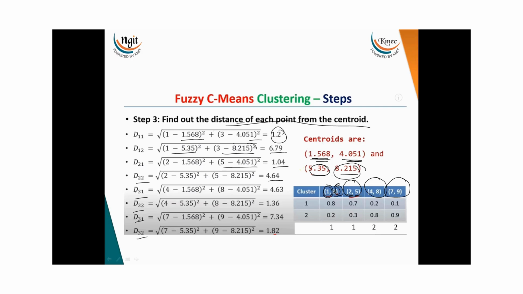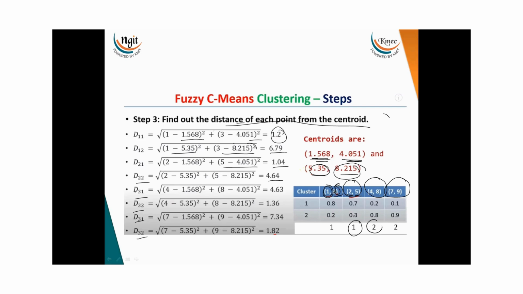So we have updated that it should belong to cluster 1 because here the distance is less. The same way, if you see 2, 5, the distance from this centroid is 1.04, and the distance from the second centroid is 4.64. So where is the distance less? The distance is less for centroid 1. So we'll say that this data point belongs to centroid 1. Clear? That's why I've written 1 here.